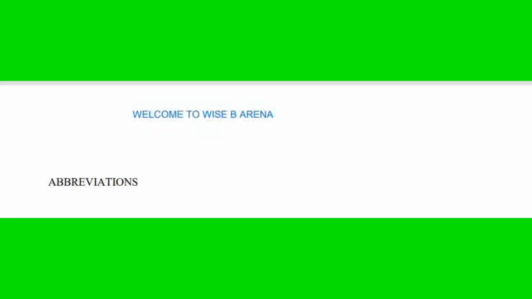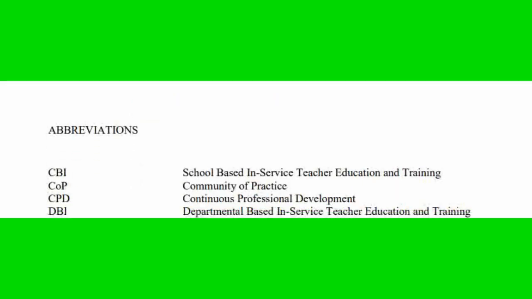Today we are going to learn some abbreviations used by NTC in their point system. So let's start with the first one I have on my list. I have CBI, and CBI stands for School-Based In-Service Teacher Education and Training, or rather the Cluster-Based In-Service Teacher Education and Training.